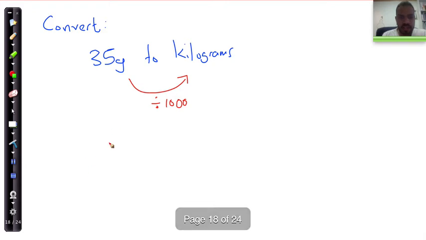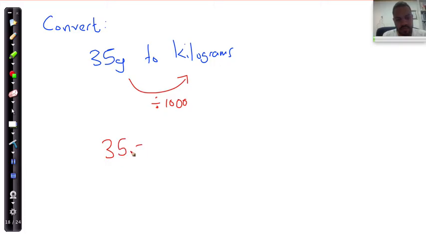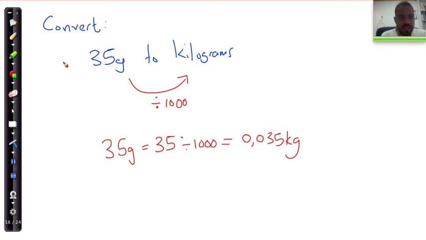Okay, and so that's going to be 35 grams is equal to... and you lay out your answers exactly like this, because you need to show your working, divided by 1,000, and you can do that part on the calculator and you should get 0.035 kilograms. Okay, so that's the first question. We'll call that question A. Let's look at question B now.